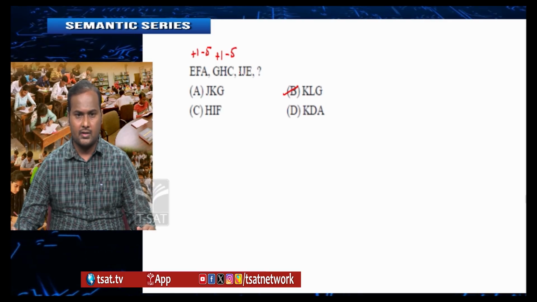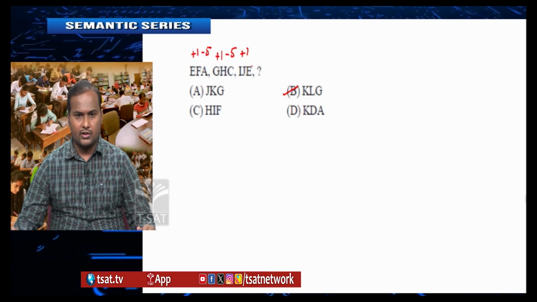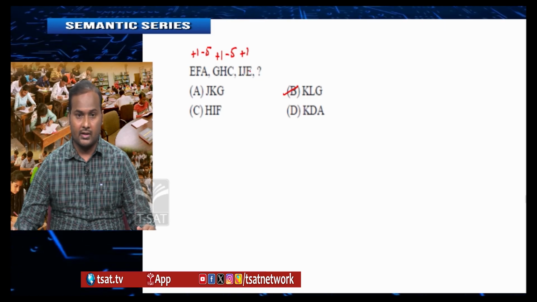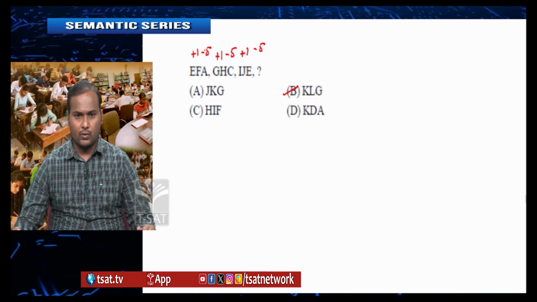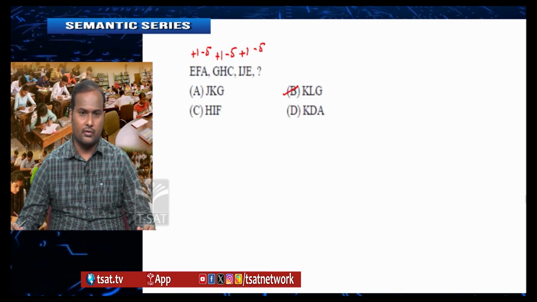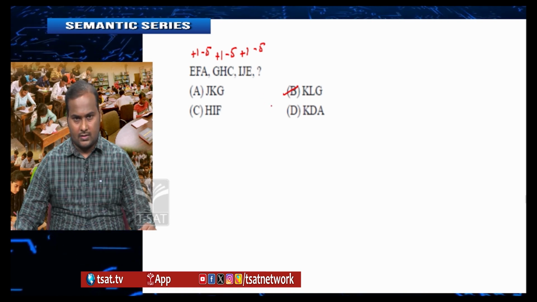I to J, I is 9, J is 10. Here also increasing by plus 1. And J to E, J is 10 and E is 5. It is also decreasing by 5. So, you see this plus 1 and minus 5. Check the options which is following +1 and -5, then we will get the answer.